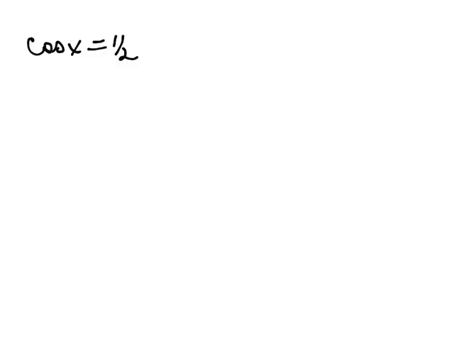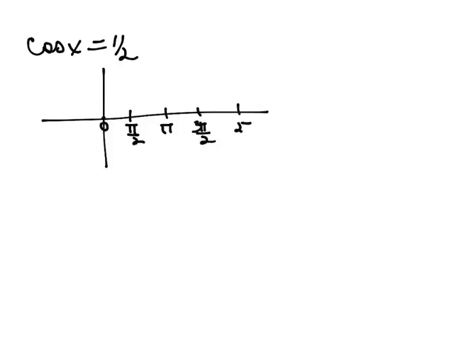To solve cosine x equals 1/2, I'm wanting to find all the values that when you take the cosine of that number, you get 1/2 to be the answer. So a good place to start might be with the cosine graph. So let's mark off a few units on our number line. And then think back to what the cosine graph looks like.